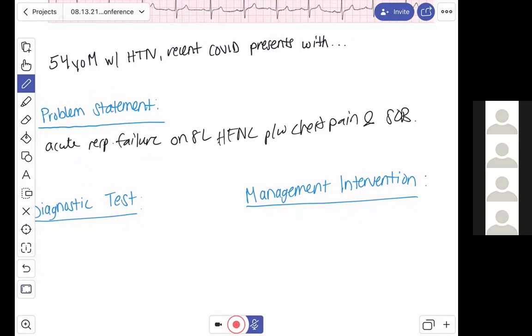Anybody else want to add to that? Refine it? You also said heated high flow, just touching on the high flow. Yep. Which is what he's on. And then I would say that problem statements are more helpful if you can say like most concerning for. Yeah, most concerning for ARDS. Excellent.